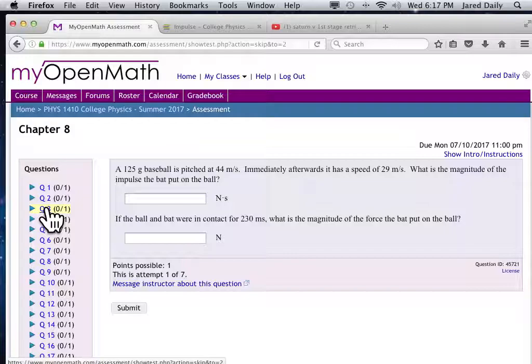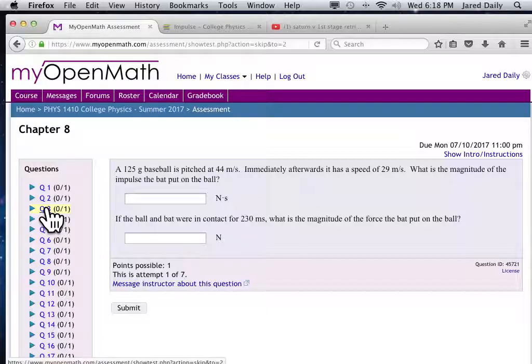I'm confused. When the timing zeros and it says immediately after. For which one? The difference in time, it says immediately after. Okay, so since they said what is the magnitude of the impulse the bat put on the ball, then you have to assume that the bat hit the ball, and that's what they're talking about immediately after. They didn't tell us the time, but they did tell us the initial and final velocity, which means we can calculate the initial and final momentum, which means we can calculate the change in momentum, which is equal to the impulse. Because impulse is delta p, the change in momentum.